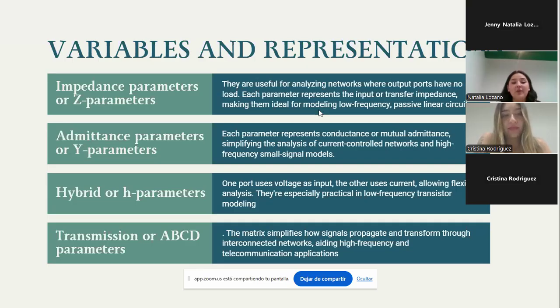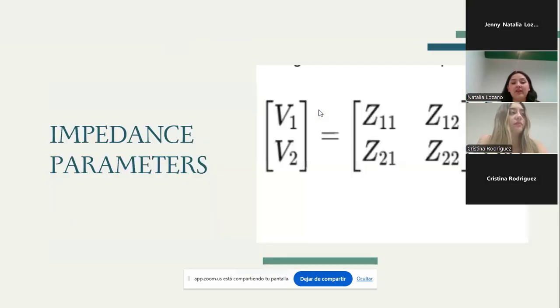In this video, we're going to focus on Z parameters, which are especially useful when the network is open circuit, meaning no current flows in the output port during the measurement. This is ideal for modeling low frequency networks.